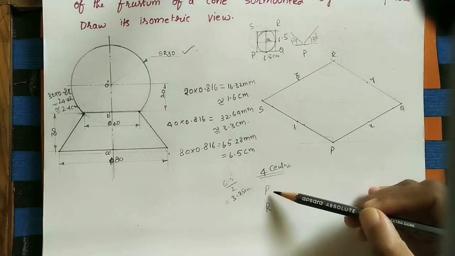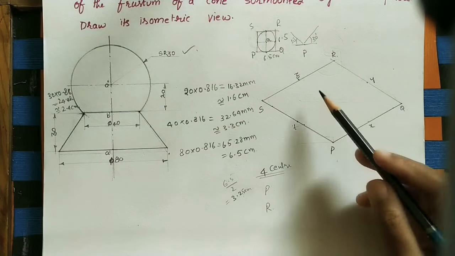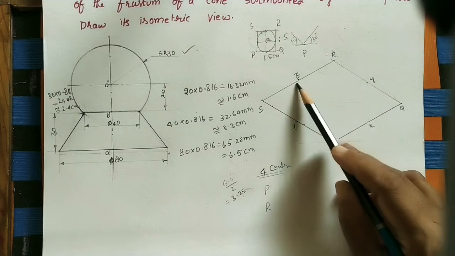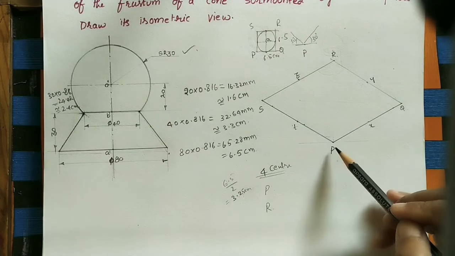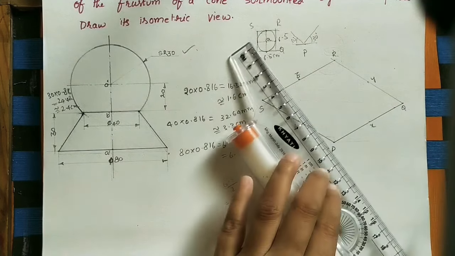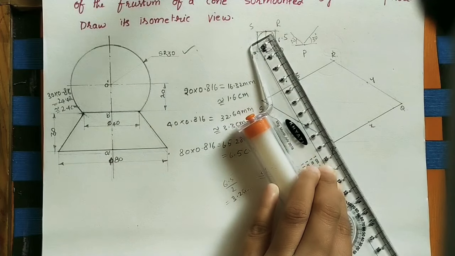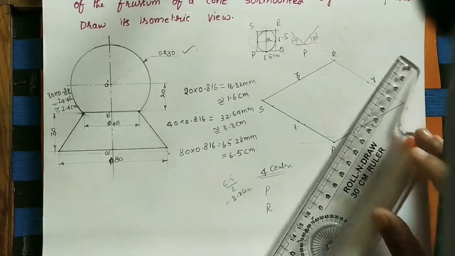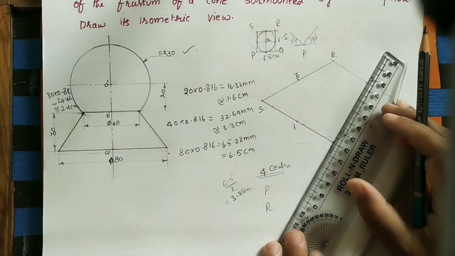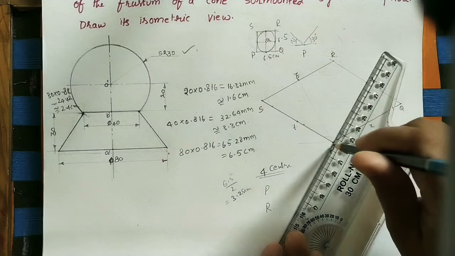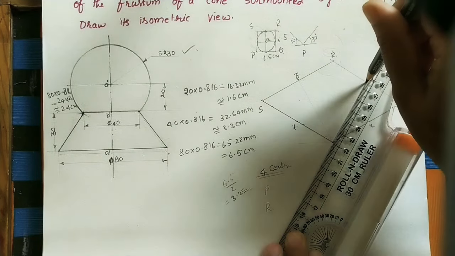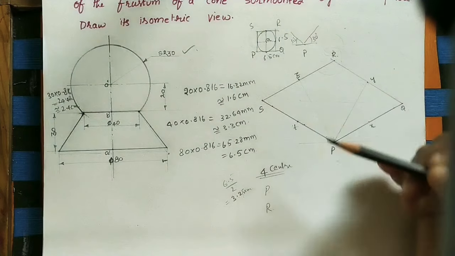Take initially the P point, and join this P point to the opposite middle points. Y and Z are the opposite middle points to this P. Join these two points to P. Do it with thin lines. Our main aim is to do the main diagram. The outer line should be in dark color. Okay, we have joined these two.